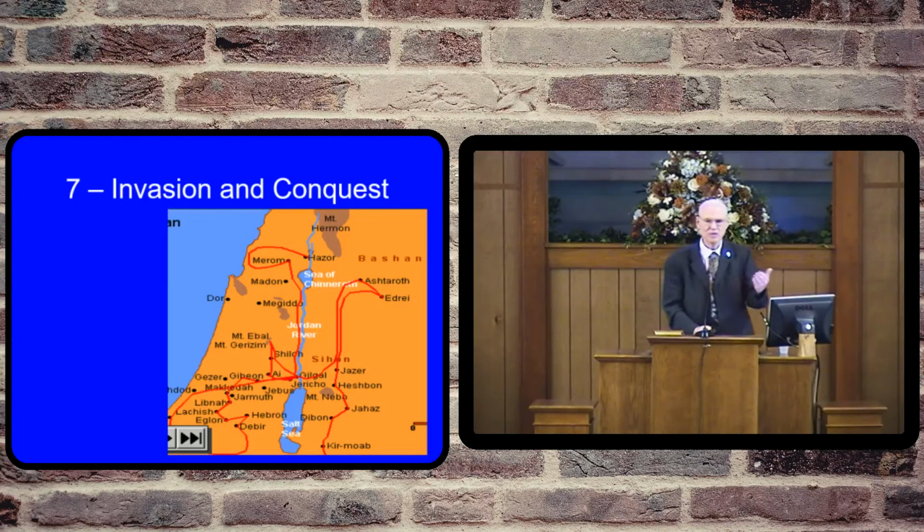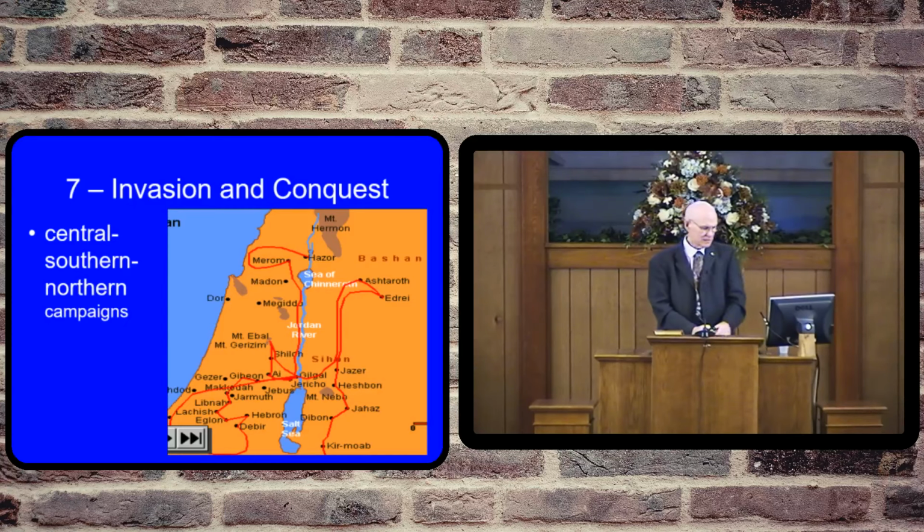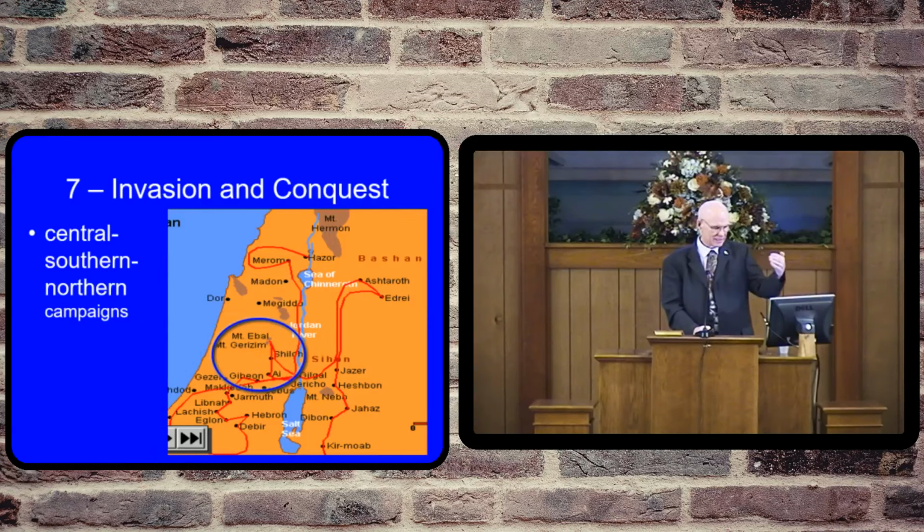So the conquest went something like this. The central part of the land they take, the southern part, and then the northern part. So central and southern, and then the northern as they conquer the land.